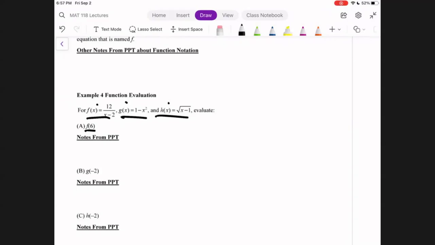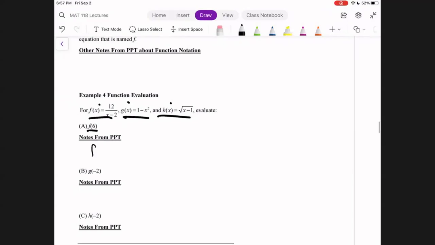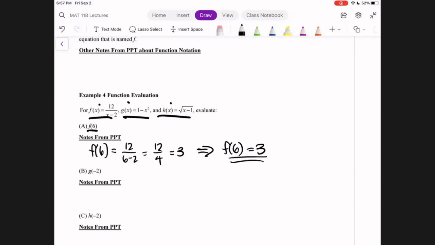So let's plug in 6. So f of 6 would equal 12 over 6 minus 2. And then I'm just going to simplify this. This is 12 over 4. So I get 3. So this means that f of 6 equals 3. So what I could get from this is that the ordered pair is 6, 3 also. So make sure you understand if you have a function value, so f of 6 is 3, this also means that if you were to graph this, it would go through the point 6, 3, because 6 is your x, 3 is your y.